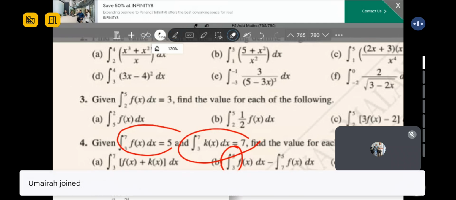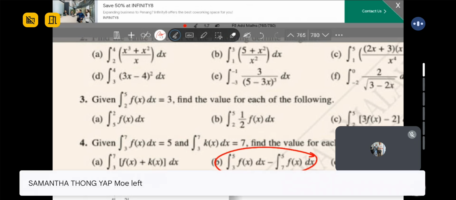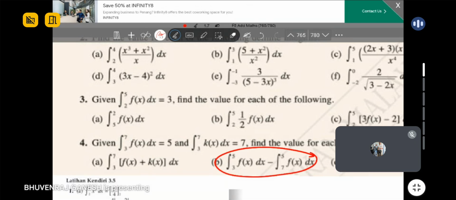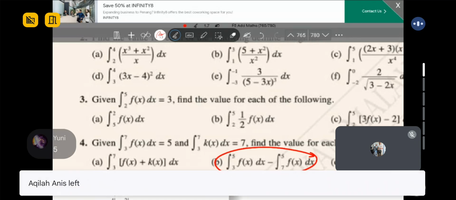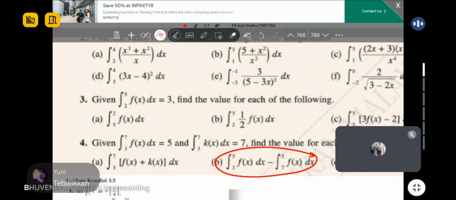Guys, try to see the question carefully. Lihat soalan betul-betul. What is the common number here? Can you all tell me? Among 3, 5 and 7. Yes, 5. So when you see a common number, you must try to eliminate it. Kamu kena hapuskan nombor yang sama supaya kamu boleh direct combine 7 to 3. That is our aim over here.